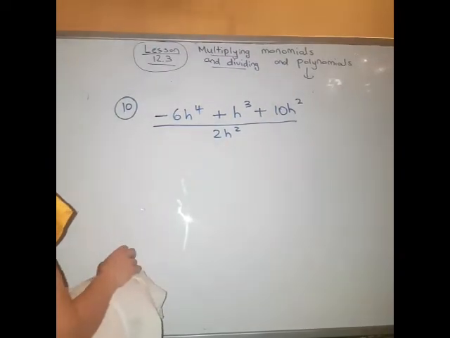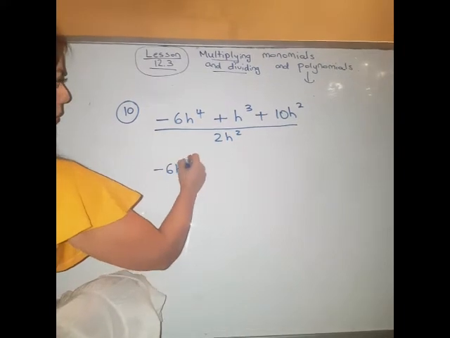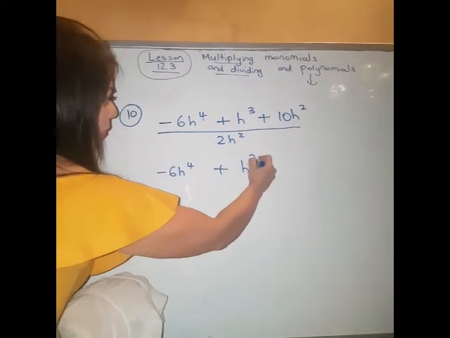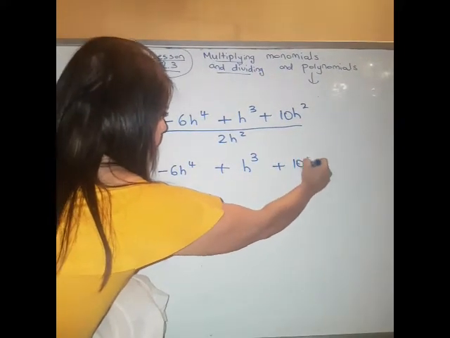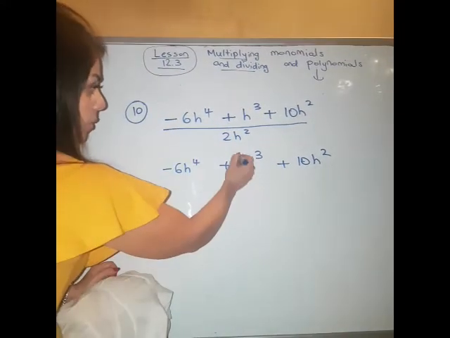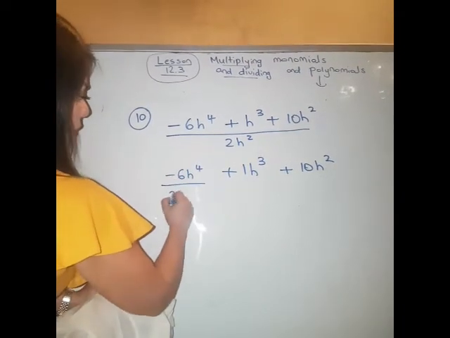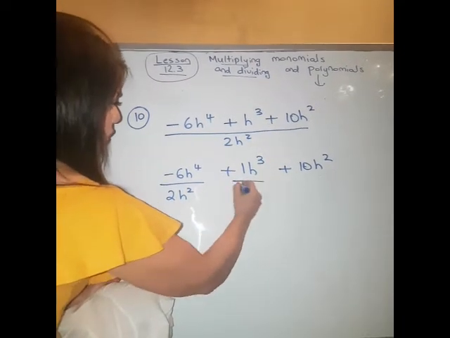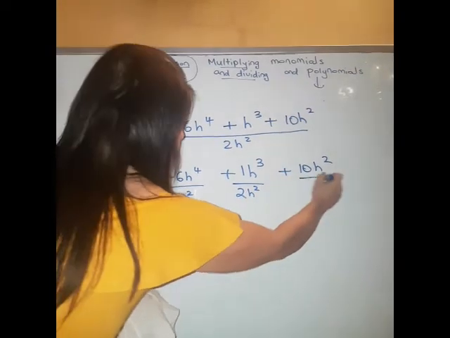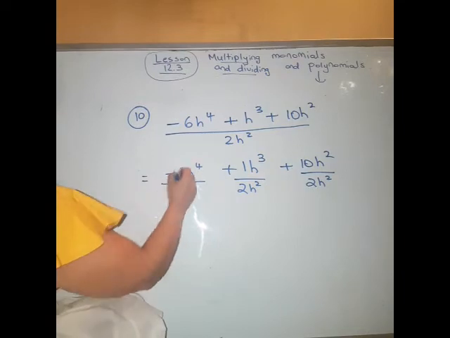Our last example is again made up of 3 parts. I split them up. This h to the 3 does not have a number, so it's an invisible 1. And I give the denominator to each part. 2h squared, 2h squared, 2h squared. And I start off with the numbers.